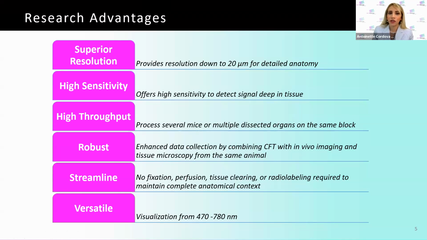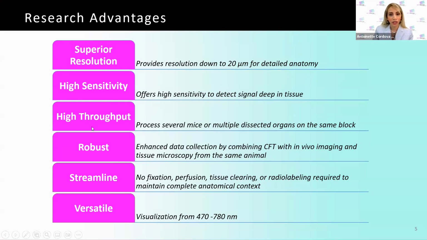Now let's look at the research advantages of using the Xerra and CFT technology. The first is superior resolution. It provides resolution down to 20 microns for detailed anatomy. It also is highly sensitive. You can detect signal deep in the tissue. For example, it overcomes some of the limitations found in vivo modalities like IVUS, due to the fact that we are slicing slice by slice through using this tomographic technique.